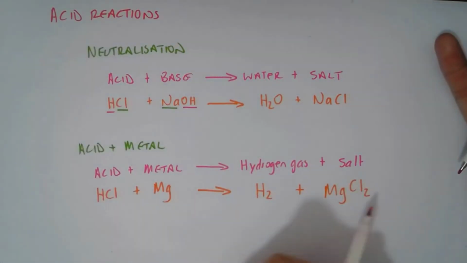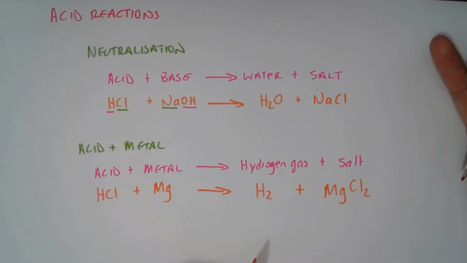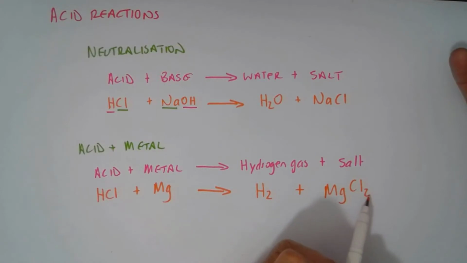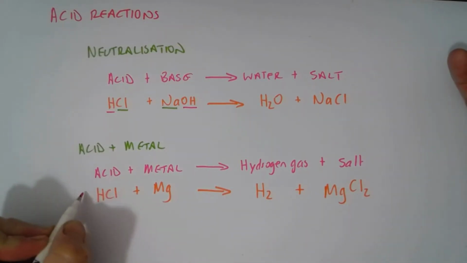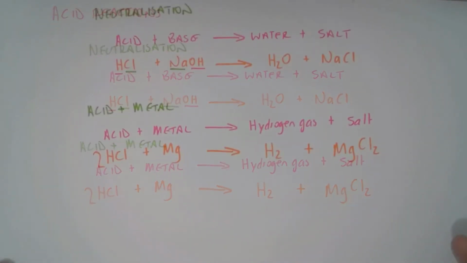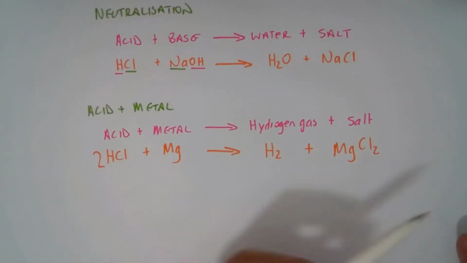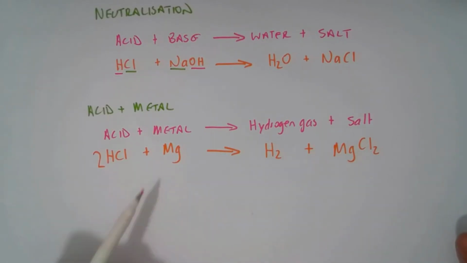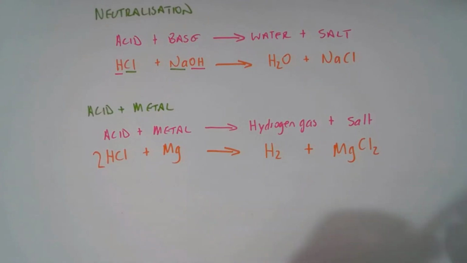Now, that is magnesium chloride. So let's see if this is balanced. There are two chlorines here, one chlorine here, two, and there we go, that's balanced. So that's an acid-metal reaction, and it produces hydrogen gas and a salt. And of course, a salt is when a metal replaces hydrogen in an acid.